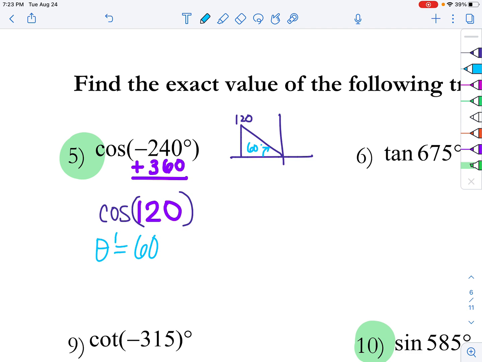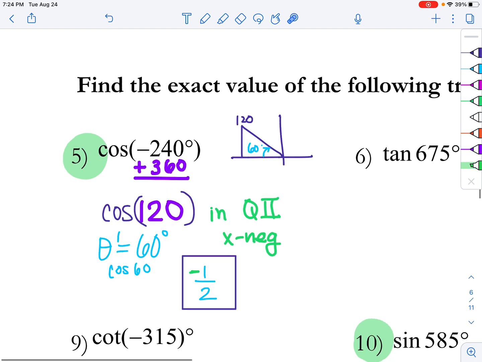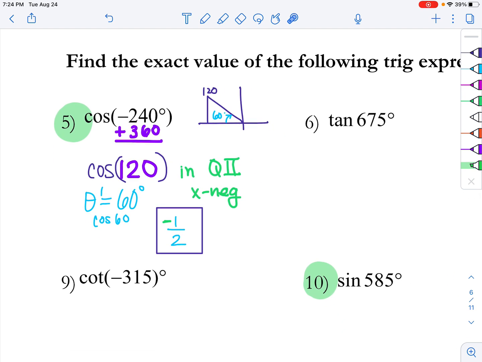This is a reference angle of 60 degrees, so we're thinking, what's cosine of 60? That is 1/2. It is in the second quadrant. 120 is in the second quadrant. In the second quadrant, x is negative. So our answer is -1/2. So it's the same steps as we've been working with, just a preliminary step of getting an angle that we like better, that's within one rotation of the unit circle.